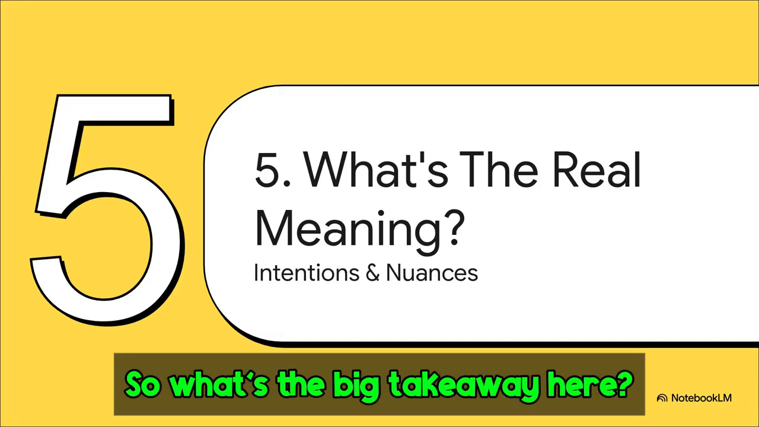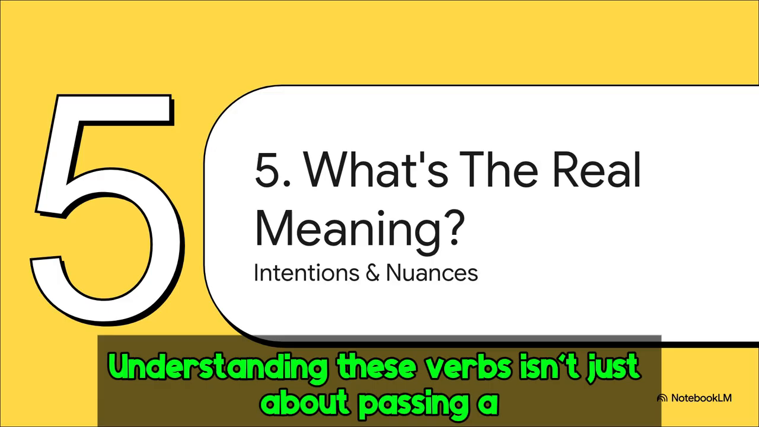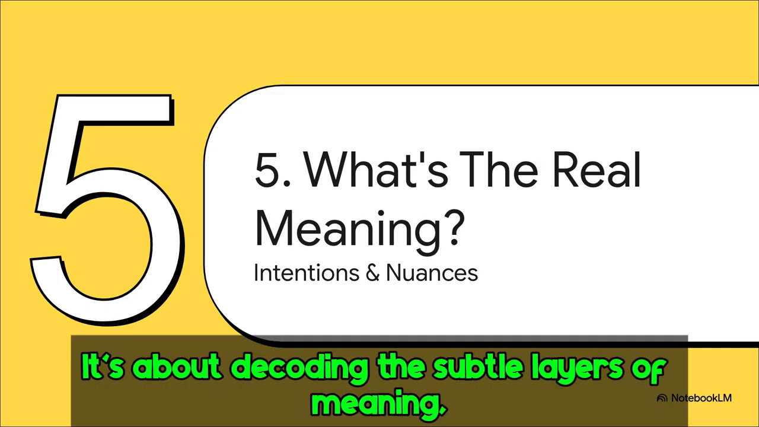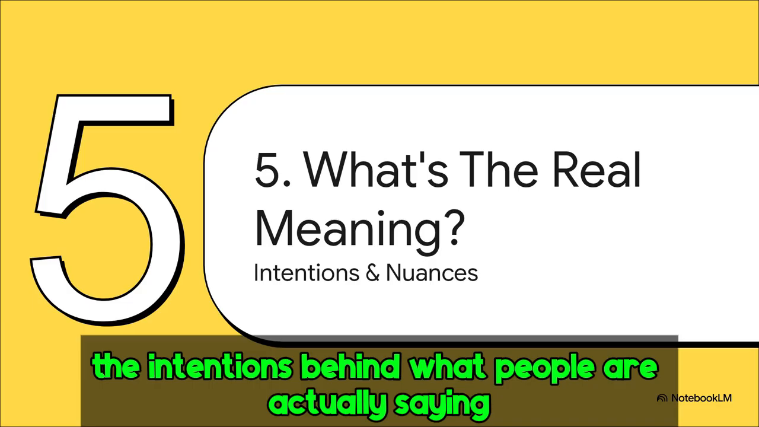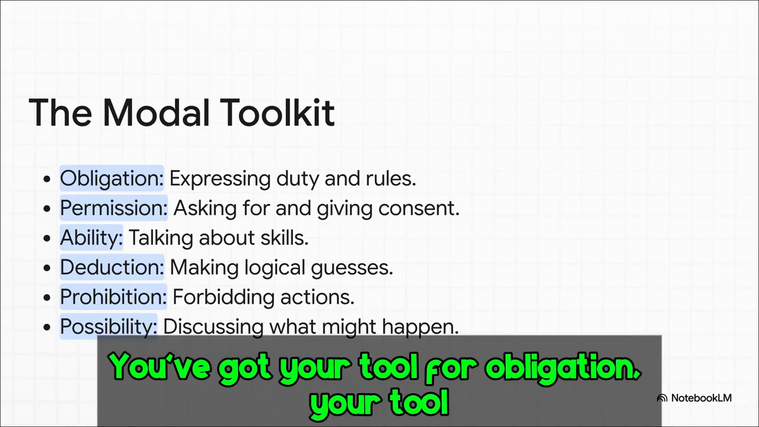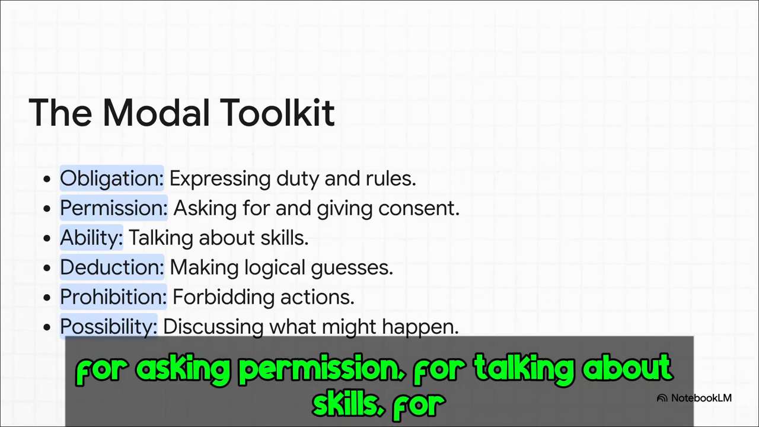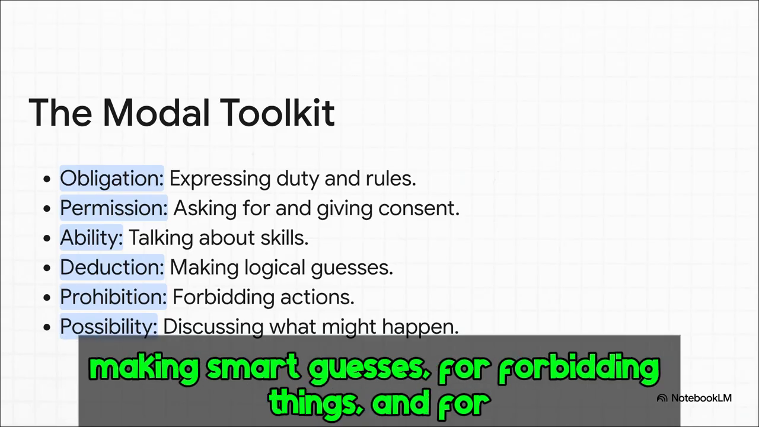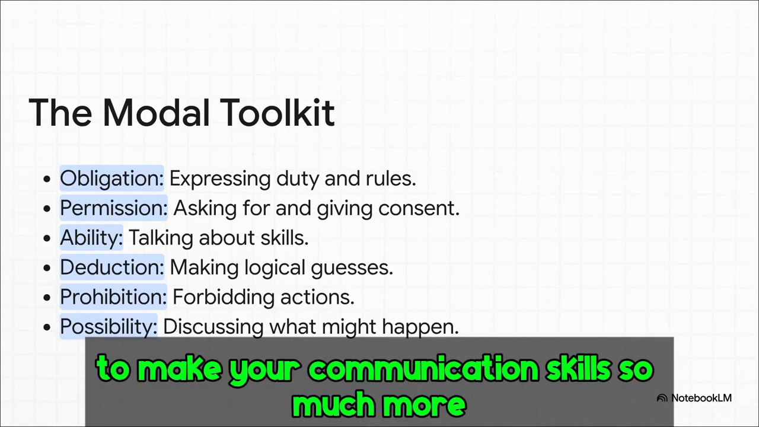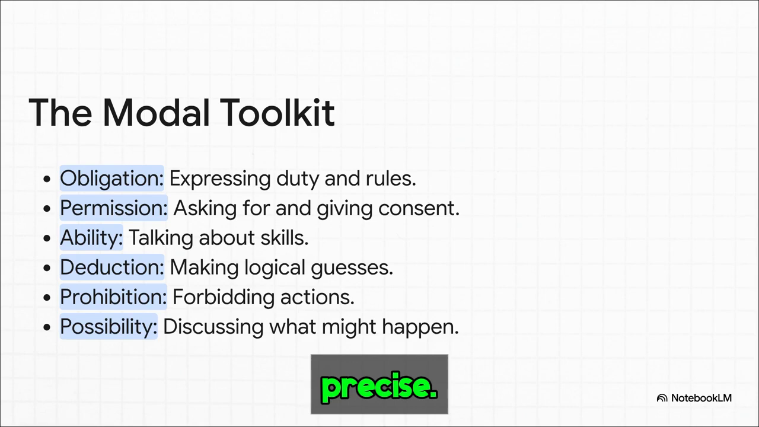So, what's the big takeaway here? Understanding these verbs isn't just about passing a grammar test. It's about decoding the subtle layers of meaning, the intentions behind what people are actually saying to you. So think of this as your complete toolkit. You've got your tool for obligation, your tool for asking permission, for talking about skills, for making smart guesses, for forbidding things, and for discussing possibilities. Really getting a handle on these is going to make your communication skills so much more precise.